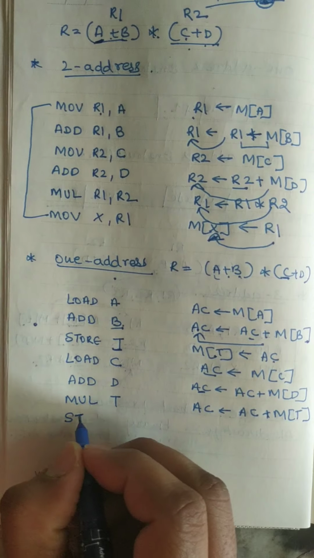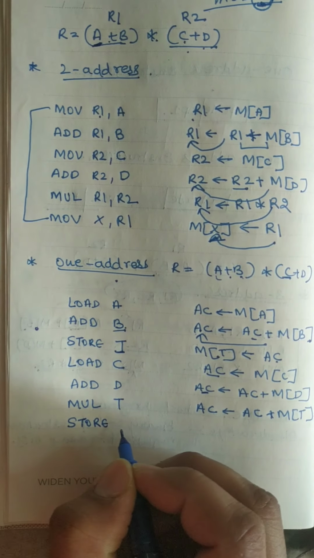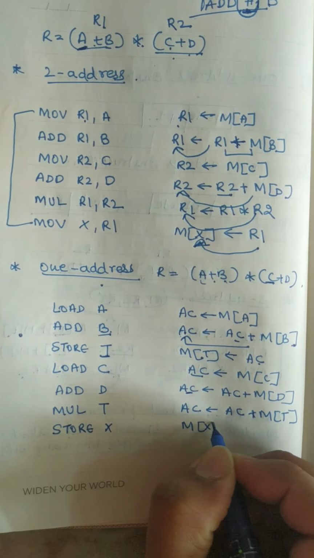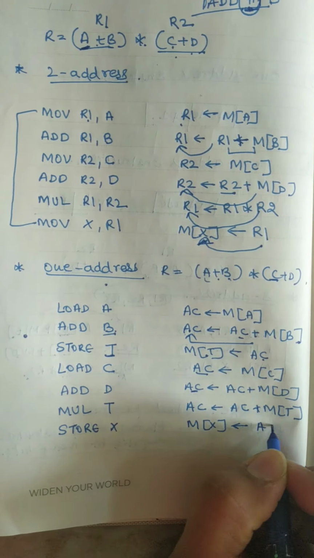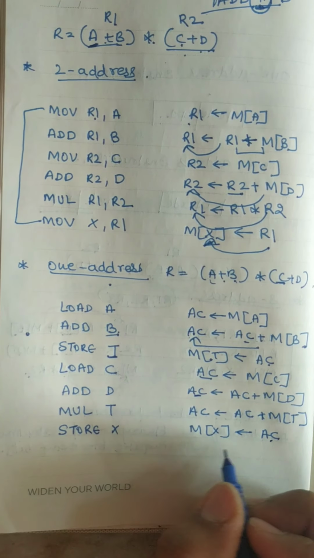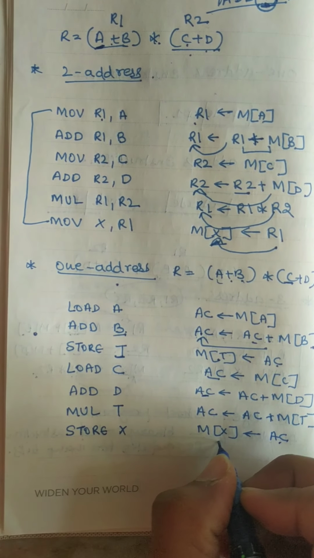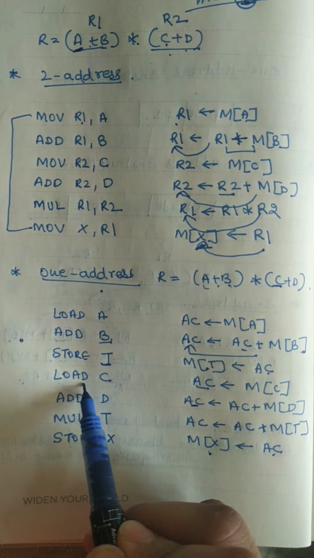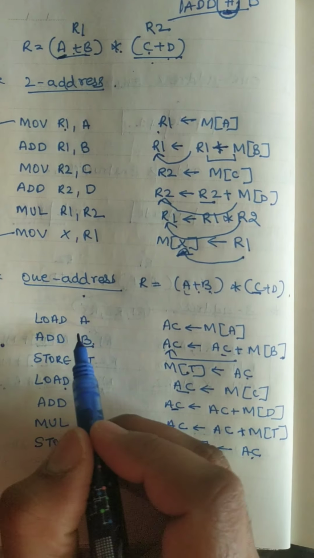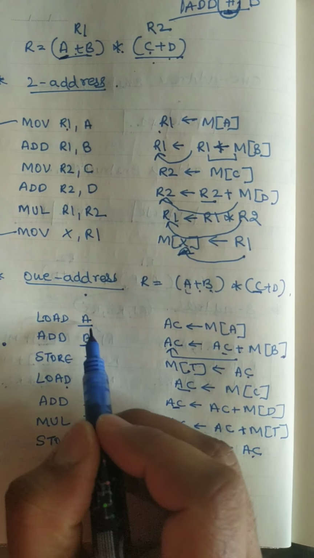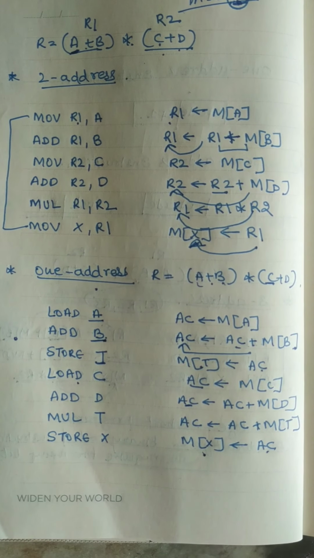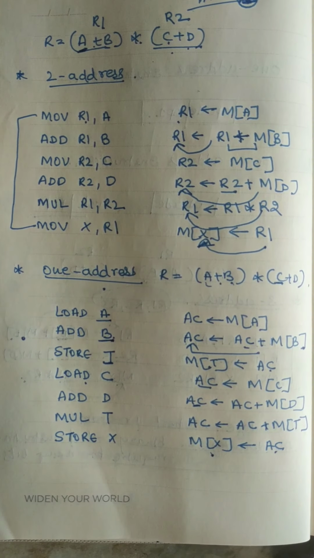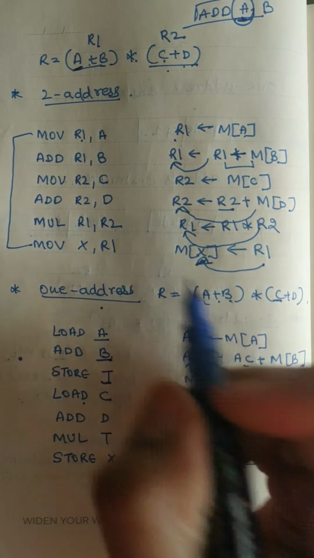Now finally we need to store the result at the memory location, and this will be executed as store X: the content of the accumulator will be transferred to memory location X. So this is our one address instruction. In this we used only one address, and the second address is considered the accumulator by default. Okay, clear? Two address instructions.